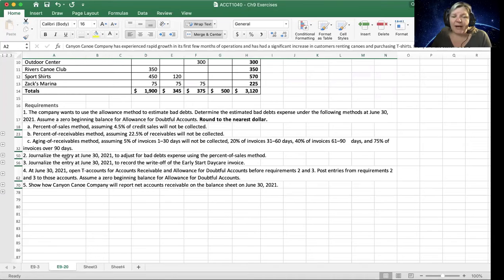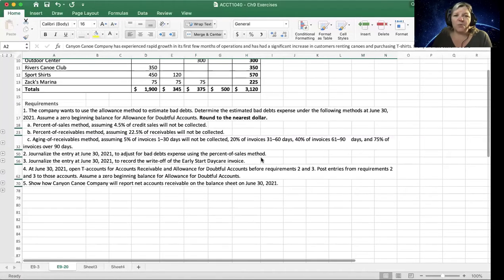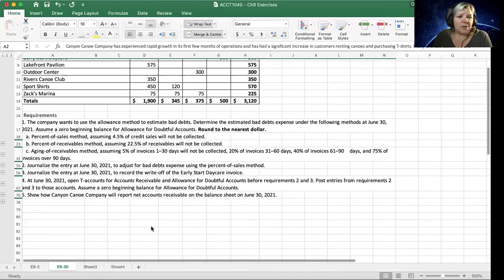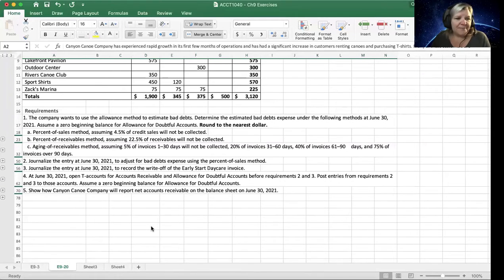Requirements 2 and 3 are both journal entry requirements. They want us to record the bad debt expense following the percent of sales method that we did in 1A. As well, they want us to write off one of our customer accounts. So, journal entry to record a write-off. The fourth requirement is they want us to set up T accounts for accounts receivable and allowance for doubtful accounts, and then post the previous entries from requirement 2 and 3 into those T accounts.